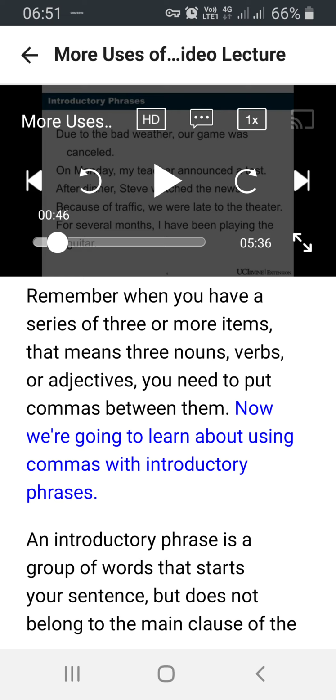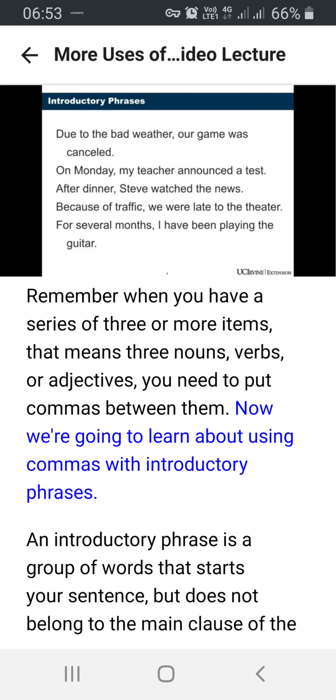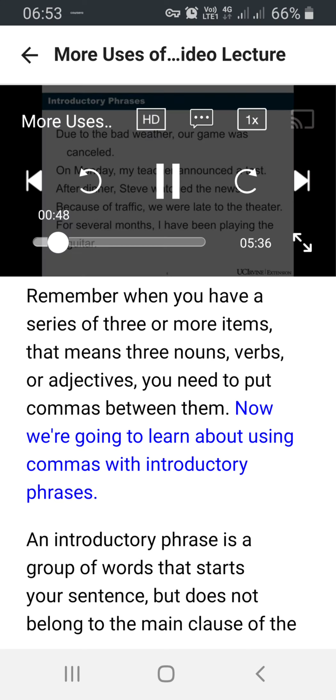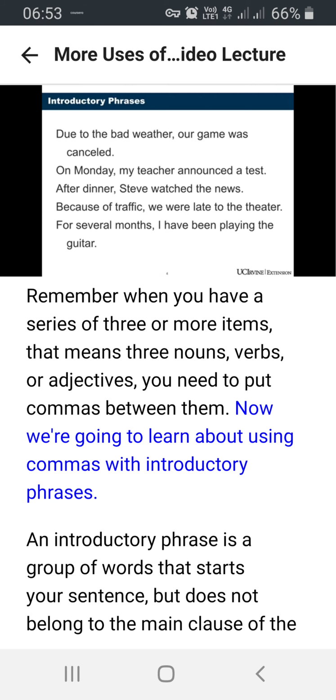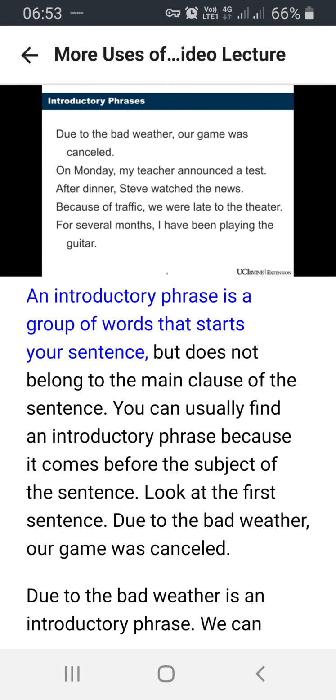Now we're going to learn about using commas with introductory phrases. An introductory phrase is a group of words that starts your sentence but does not belong to the main clause of the sentence. You can usually find an introductory phrase because it comes before the subject of the sentence. Look at the first sentence. Due to the bad weather, our game was canceled.